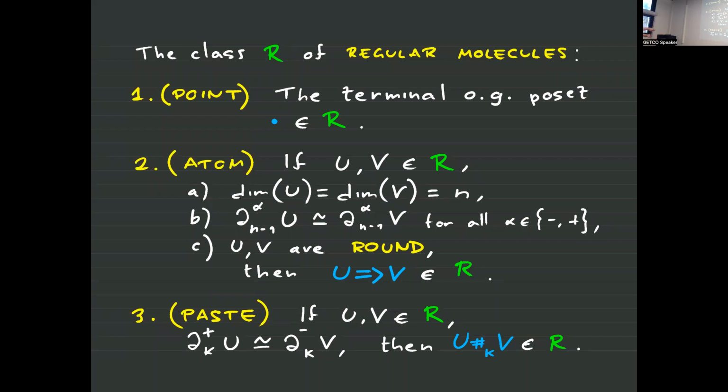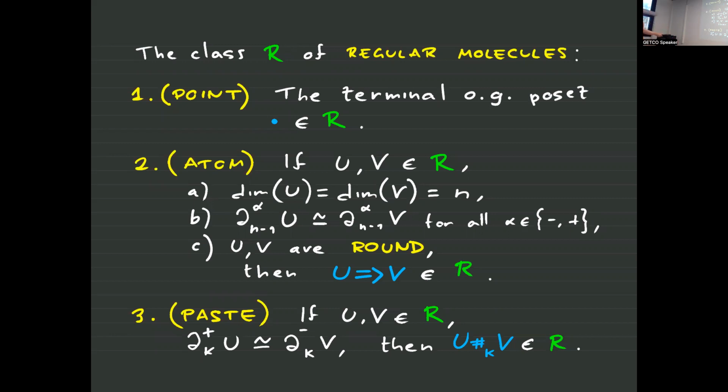Then we can form this n+1 dimensional regular molecule, which is essentially taking U as the southern hemisphere, V as the northern hemisphere, and then putting one cell going from the southern to the northern hemisphere. And that's going to be still part of our class.